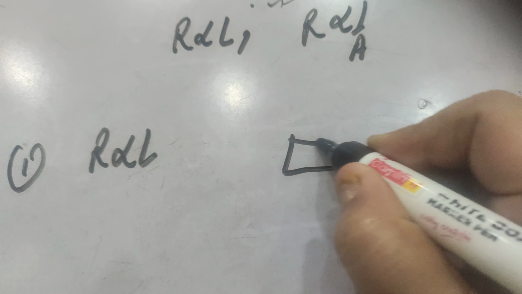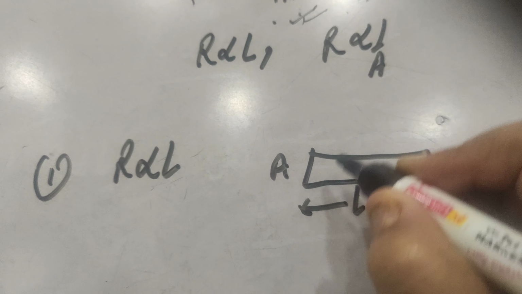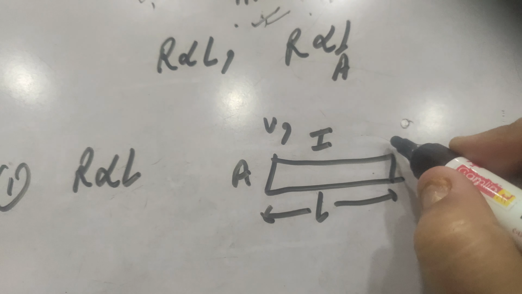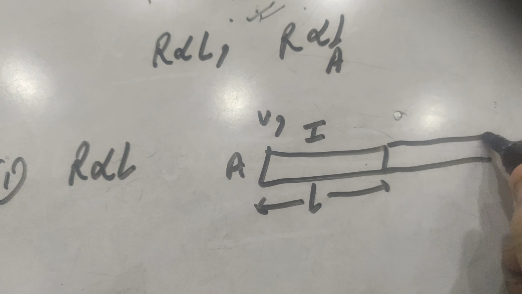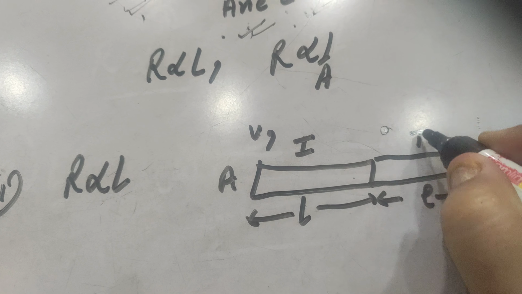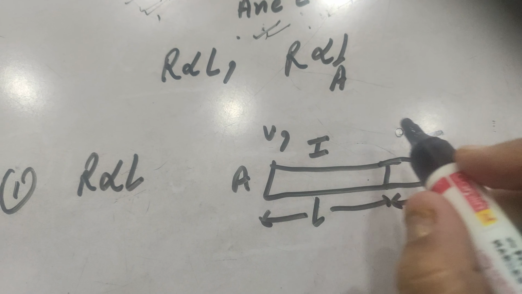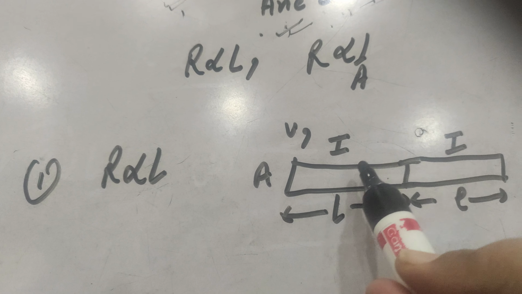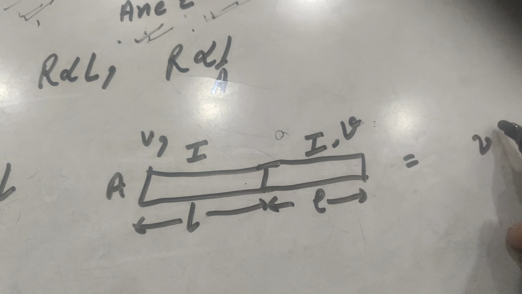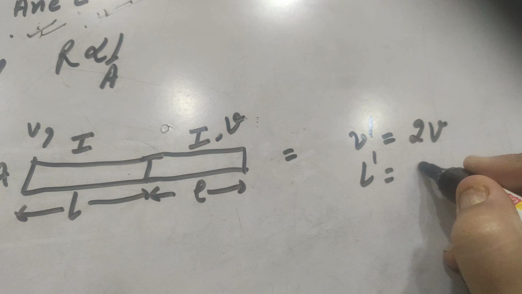For this, let us consider a conductor of length L and area of cross section A. Let current I pass through it on applying a potential difference of V volt. Now to increase its length, let us keep another such slab of length L. The current will remain the same because these are connected in series. But the potential for this is also V. So in this case, the net potential becomes 2V. So new potential V dash is equal to 2V, and new length is equal to 2L.